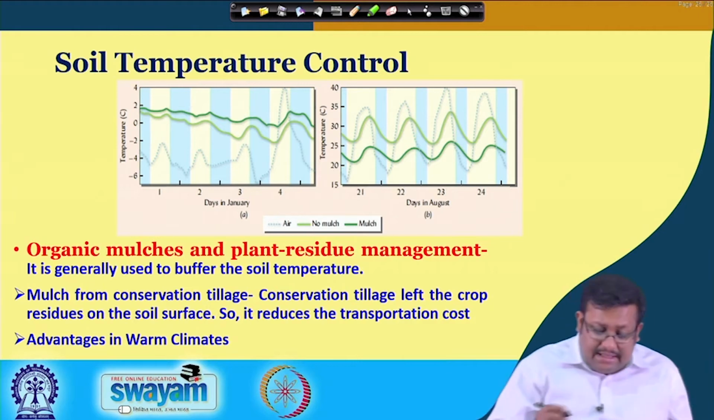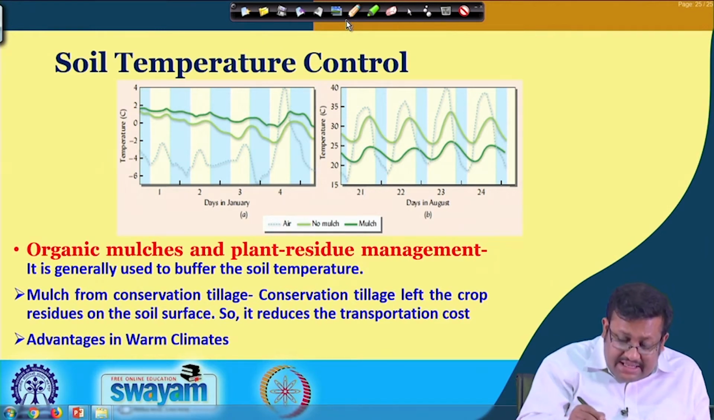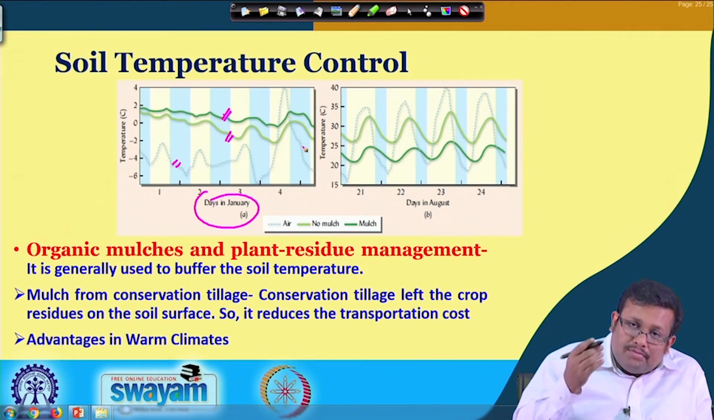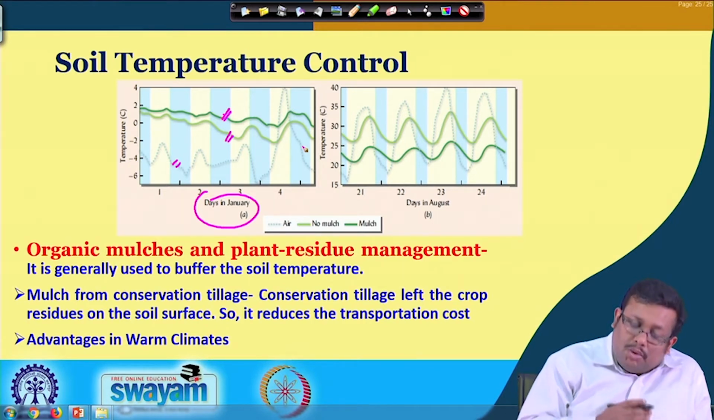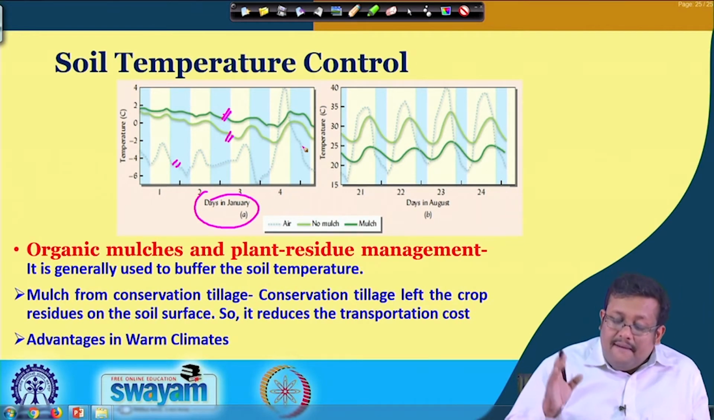As you can see in these two graphs, this green line shows the mulch condition, this is no mulch condition, and this is years. So, here also, in January the temperature in air is quite low. If we go for mulching, it will raise the temperature. So, it will protect the soil temperature from going below a certain temperature, so that germination, biological activities and all other nutrient transformation can be maintained.